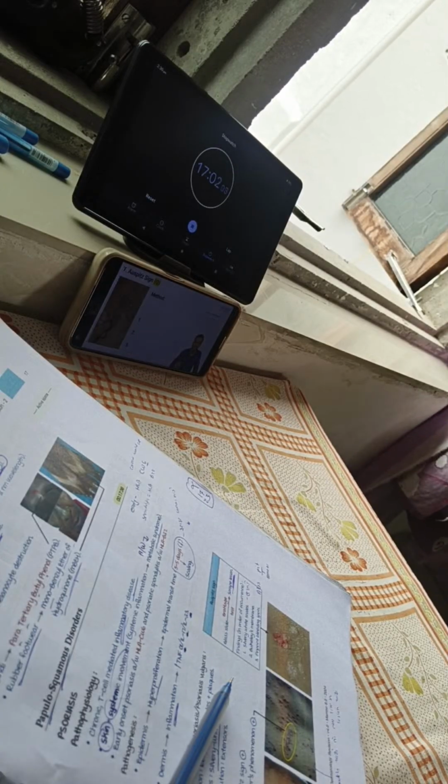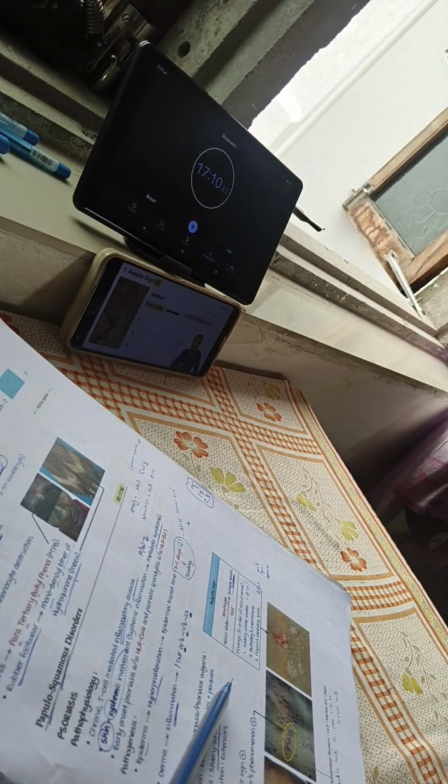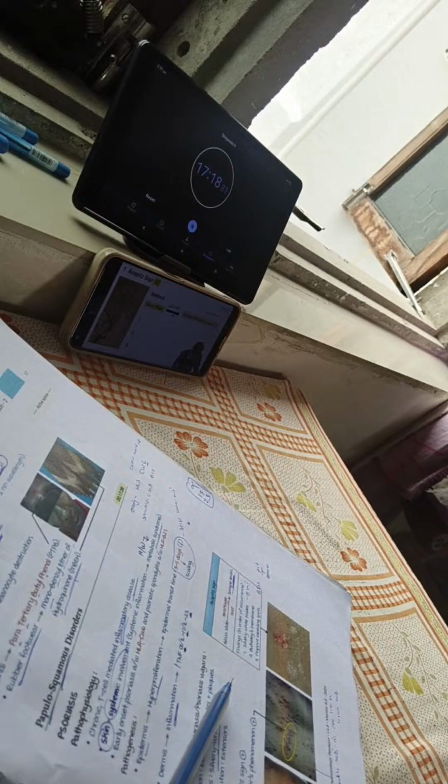Now let us look at Auspitz sign, a clinical sign that we want to demonstrate in psoriasis. Here we take a glass slide and we scrape the lesion of psoriasis. You can see the image here. The glass slide is taken and we are scraping the lesions of psoriasis. This test is also referred to as Grattage test.